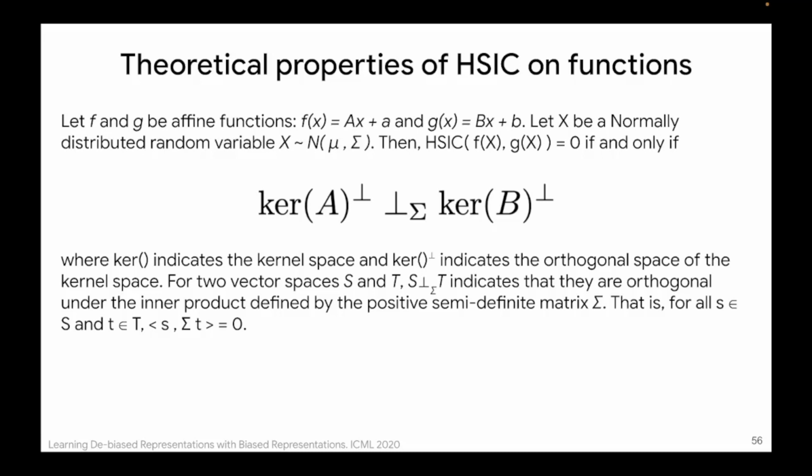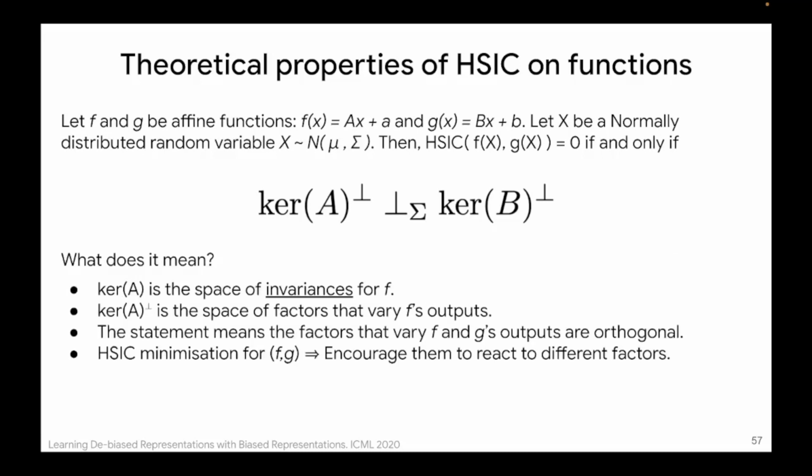So what does that actually mean? You can interpret kernel of A as the space of invariances for f, because changes there do not change the output of f. And the orthogonal space of that is the space of factors that vary f's outputs. In other words, these are the variances of f. So what this statement means is that the variances for f and g are orthogonal to each other. These are completely different axes of change that vary the outputs of f and g. So the minimization of h-sig is the encouragement of different functions to learn different factors, which is what we want. This is just a piece of intuition, and this is not part of examinable material.